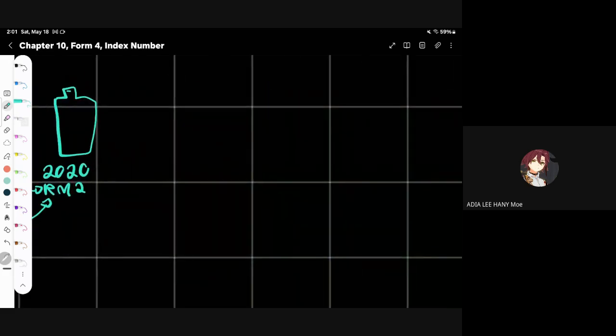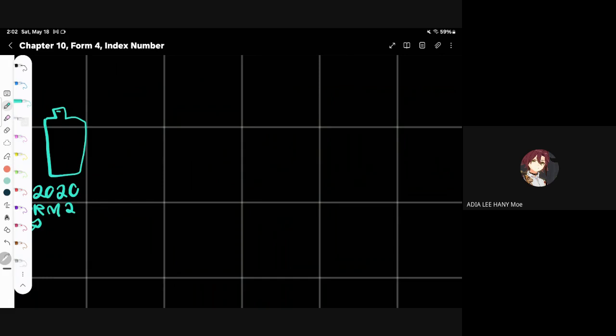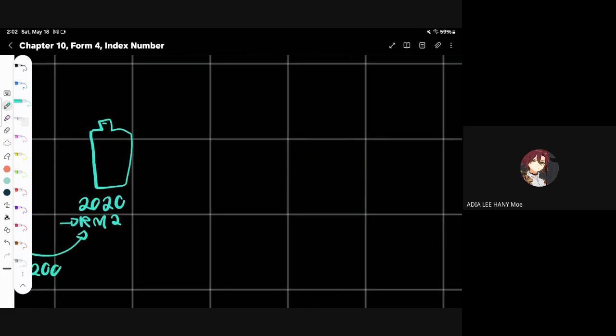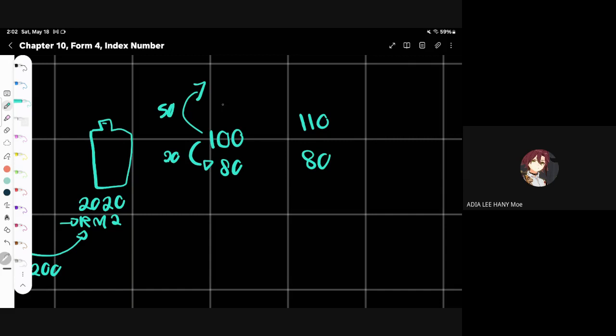For example, if I were to say the price increased by 10%, what does it mean? It means that it increased to 110. Understand? If I say it decreased by 20%, it means that it is 80%. What I'm doing is following the original value, 100. If I say increase by 50%, that means 150. Common sense.